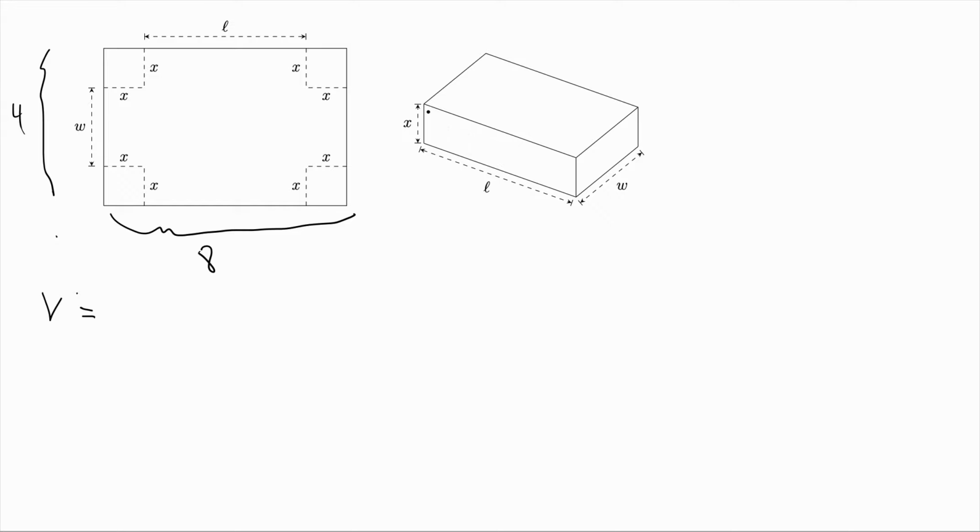How do you find volume? Well, if we think about this, this is x up, L, and W, so it's x times L times W. Now L, what is L? L is going to be 8 minus 2x. What's W going to be? It's going to be 4 minus 2x.